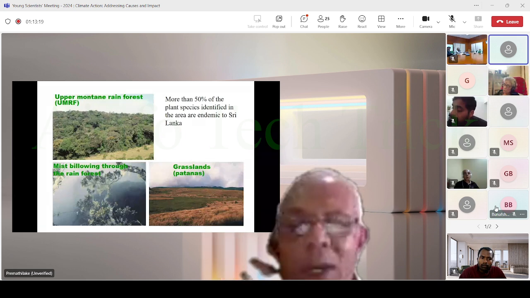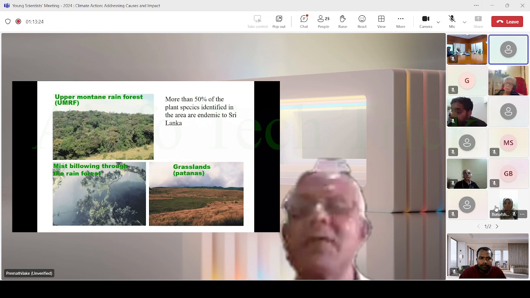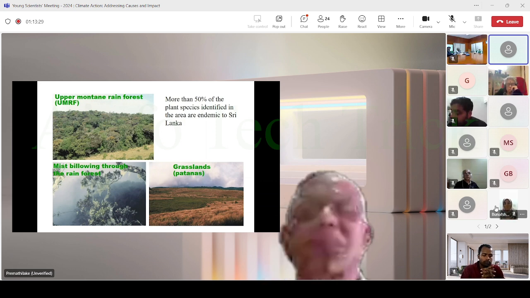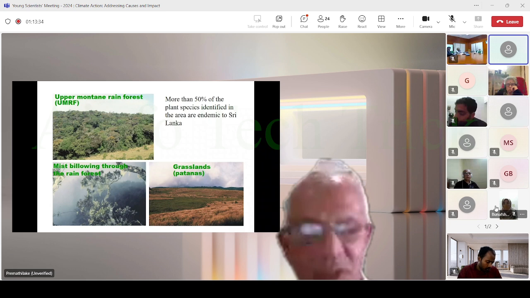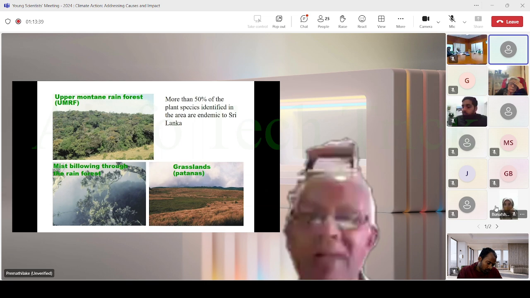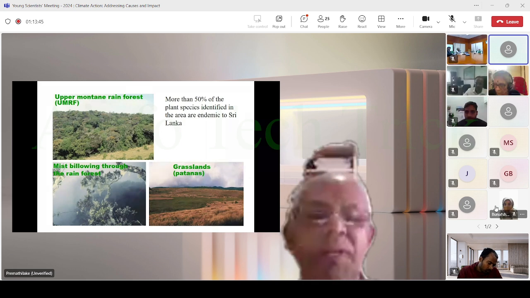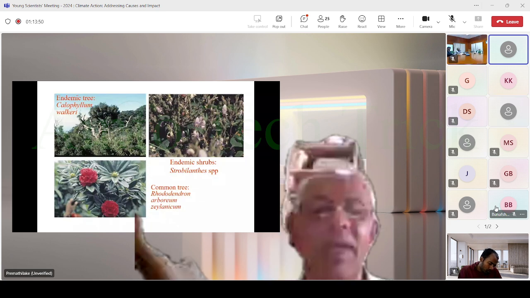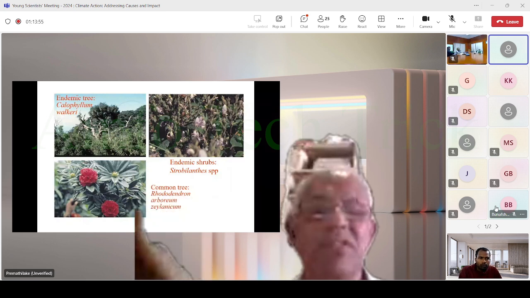What we are working on now, this area consists of a lot of forest, mainly upper montane rainforest. Besides that, grasslands also dominate, wet grasslands and dry grasslands, with different types of grasses growing there. Montane forest is so common, and these are the common taxa there. Most of the taxa are endemic to this forest: endemic species, trees, shrubs and herbs. More than 40 to 60% of the plants growing there are endemic to Sri Lanka.